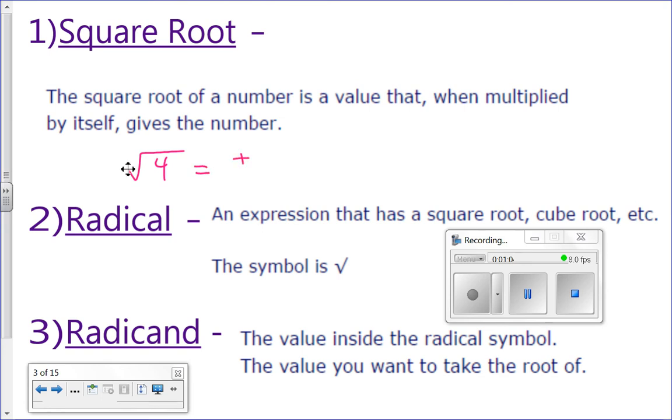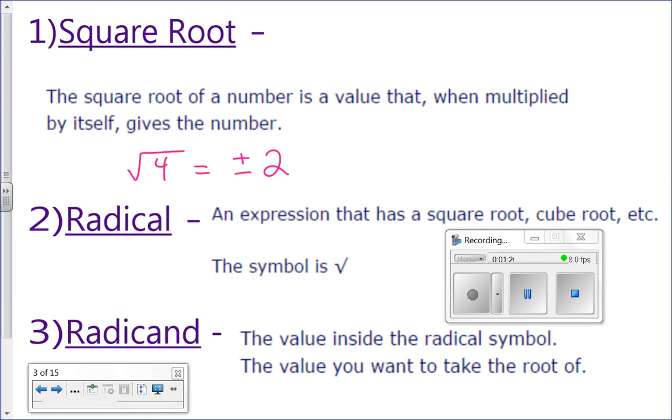Sometimes we also put a plus minus in front of our answer, because -2 times -2 would also be positive 4. But in general, unless we're solving for a variable x, we normally just write 2. So I think today we'll just have positive answers. We'll get into solving tomorrow.